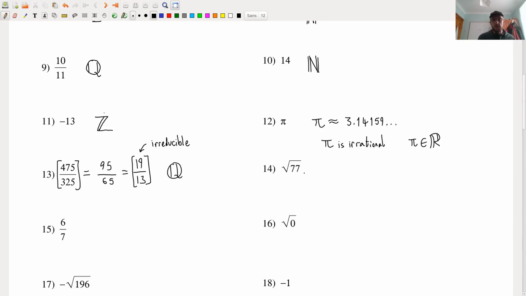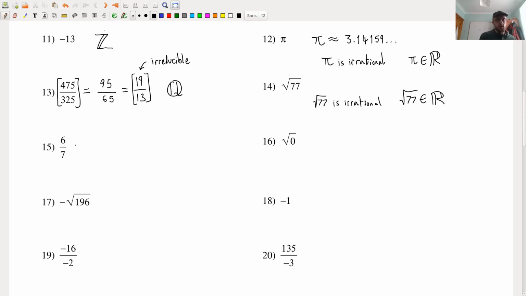Okay, square root of 77. Well, is 77 a perfect square? The answer is no. You should know your square numbers up to 10 squared, minimum. 1, 4, 9, 16, 25, 36, 49, 64, 81, 100. 77 is not a perfect square, so root 77 is irrational. And root 77 belongs to the real numbers. It'll be greater than 8, but less than 9.